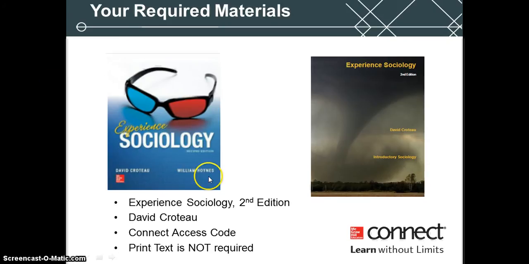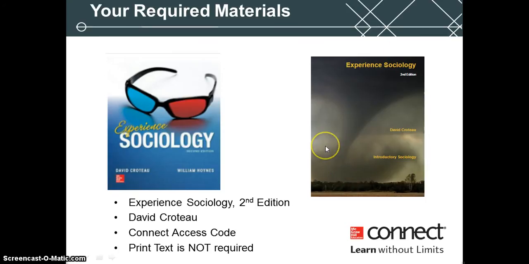The images I've contained on this slide, the one on the left here with the sunglasses, is what we call the national version of this text. It's available just about everywhere, Amazon, Chegg, Barnes & Noble, what have you. Please note that the image on the left and the image on the right are in fact the same text.